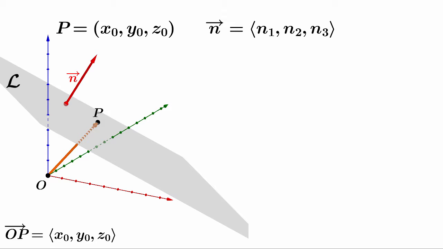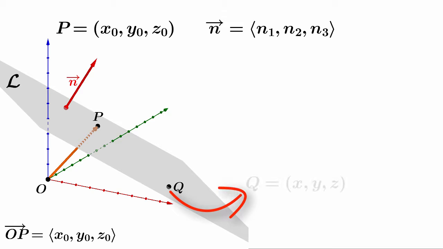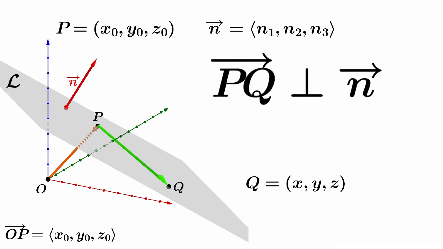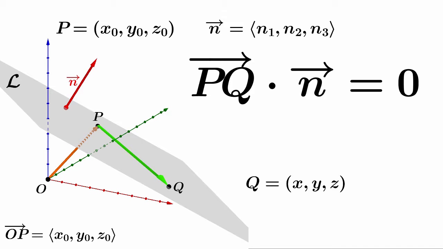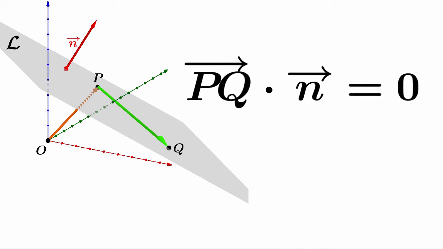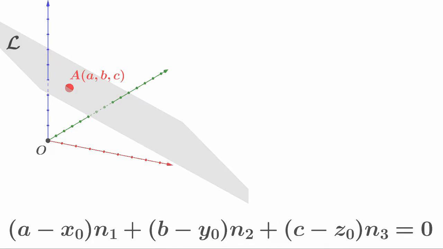To represent an arbitrary point within this plane, say the point Q, which has the general coordinates x, y, z, we observe that since vector PQ lies on the plane, it must be orthogonal to the normal vector n, and hence, through the dot product, we can write this relationship as PQ dot n equal to 0, which is a scalar equation. Or algebraically, we can write the same equation in terms of the vector's components as shown. With this equation, we can check if a point is in the plane if its coordinates satisfy the scalar equation.